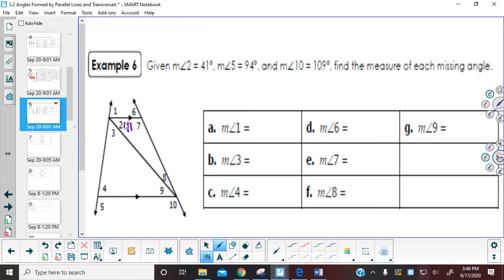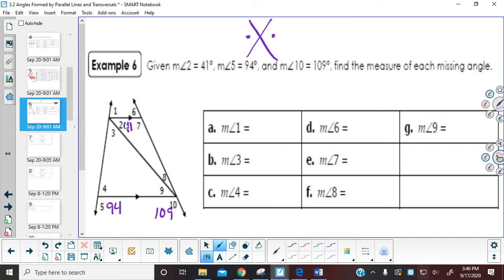Angle 5 is 94. Angle 10 is 109, and that's all they give us. Okay, so what I would recommend is looking for vertical angles or linear pairs. Now remember, vertical angles are formed by intersecting lines. We don't have any intersecting lines that give us an X. So for vertical angles, we look for those intersecting lines.